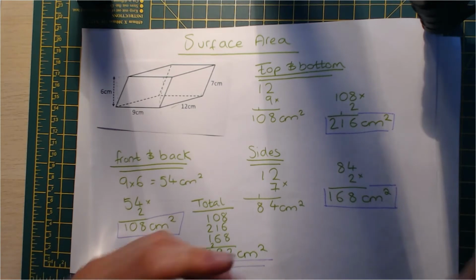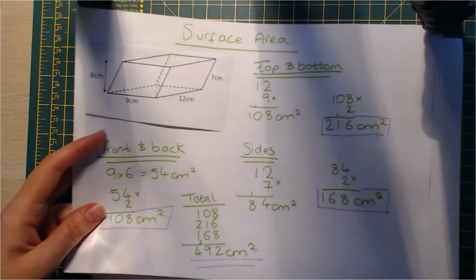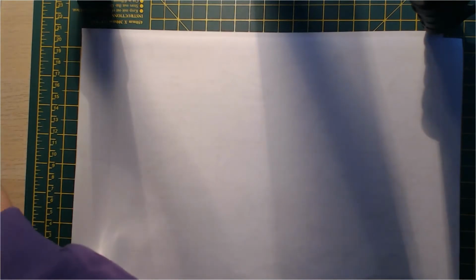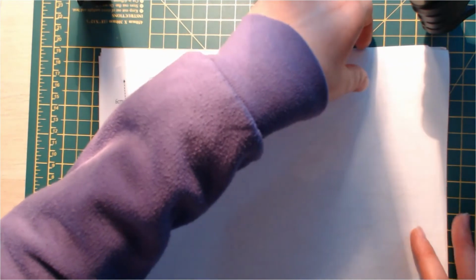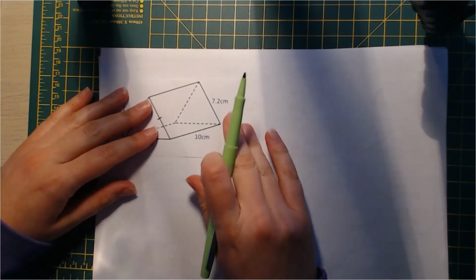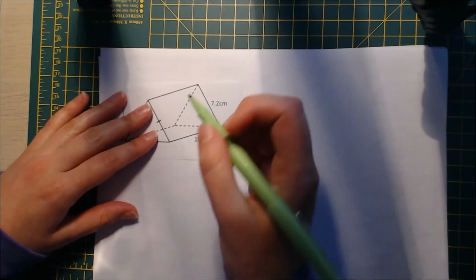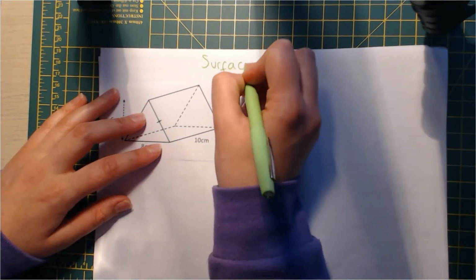Okay, so that's the first method. Okay, I've got a different shape to do now. It's a little tricky. There's a little more work involved. and I'm going to show you a different method. Some people much prefer this one, especially if you find it hard to visualize the shape. Some people find this much easier. Some people find it more difficult. It just depends on how you think. So we've got surface area.